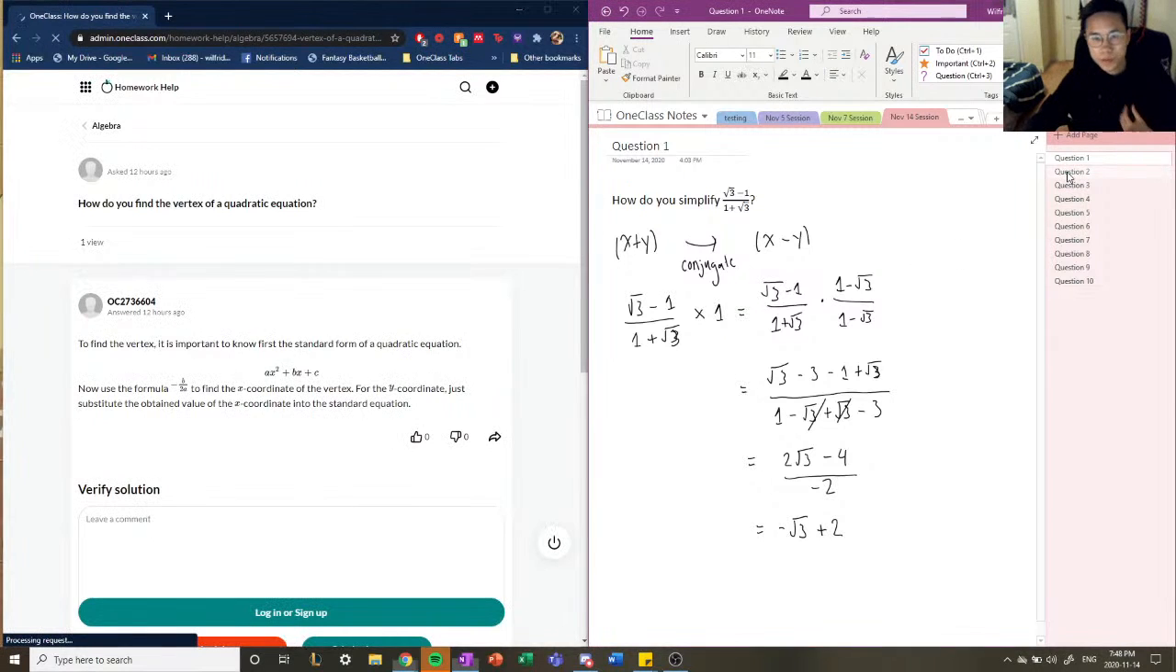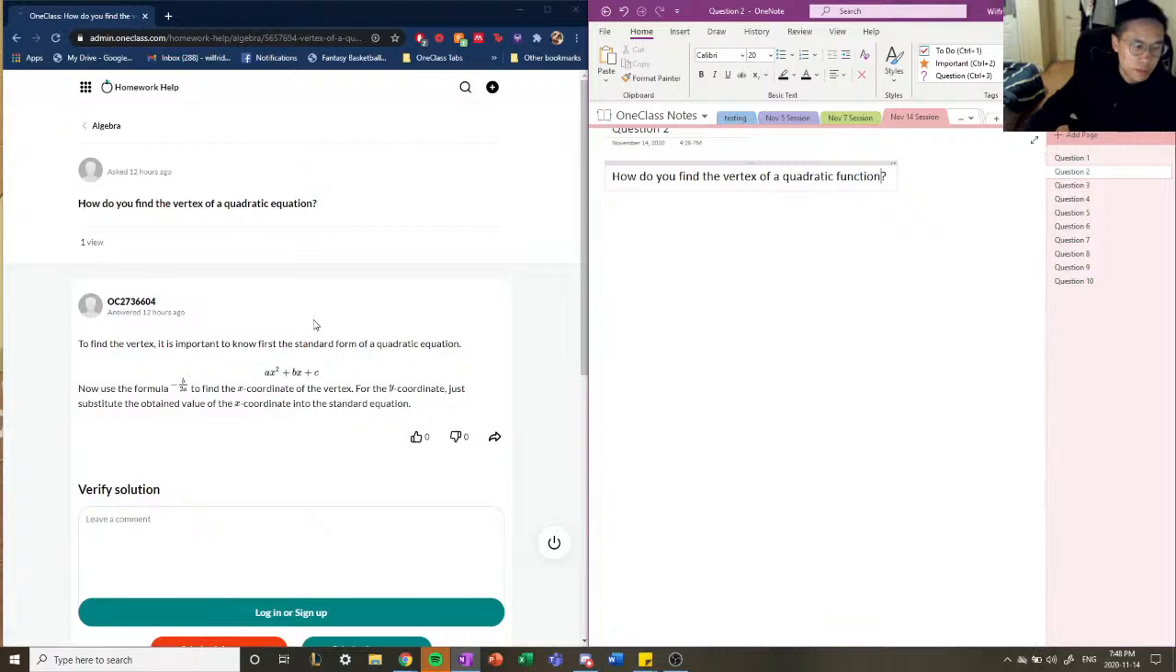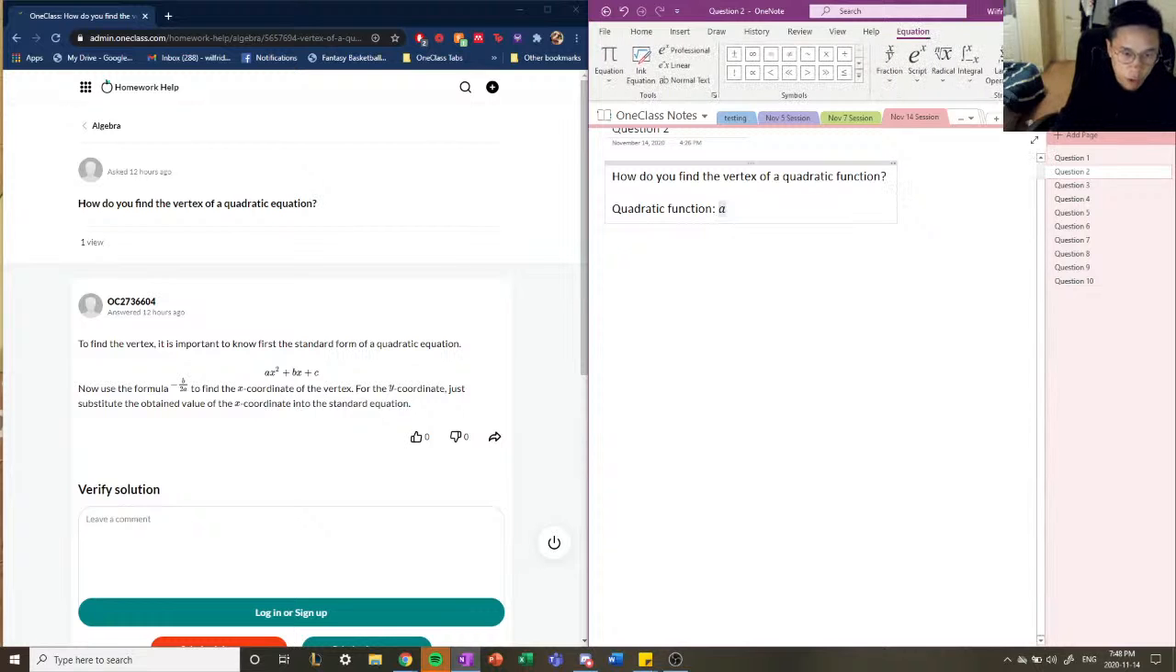Question number 2 reads, how do you find the vertex of a quadratic equation or function? As we all know, the quadratic function follows this format: a times x squared plus or minus b times x plus or minus c, where a, b, and c are constants.